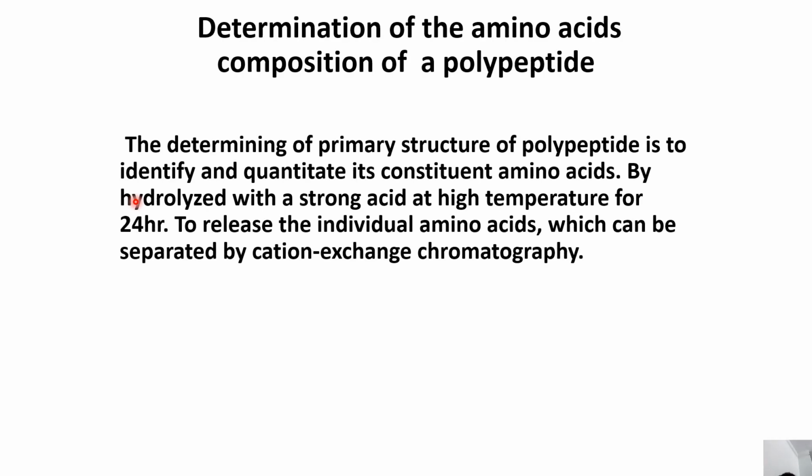Now, determination of the amino acid composition of a polypeptide. The determination of the primary structure of a polypeptide starts by identifying and quantitating its constituent amino acids. This is done by hydrolysis with a strong acid at high temperature for 24 hours to release the individual amino acids, which can be separated by cation exchange chromatography, right?